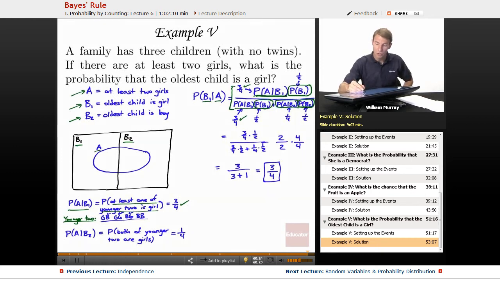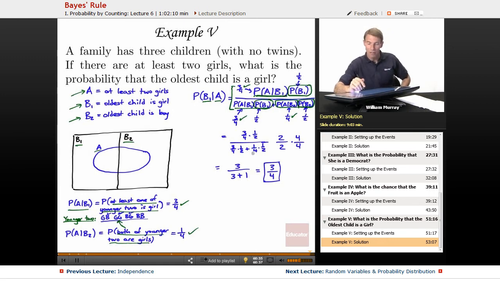A given B2, this one right here. Now, that means the probability of getting at least 2 girls, given that the oldest child is a boy. So if you want 2 girls and the oldest child is a boy, then both of the younger 2 must be girls in order to get 2 girls. And there's only one way to get that. That's right there. And so that's why we have a 1 out of 4 chance. And so that's where that 1/4 comes from.